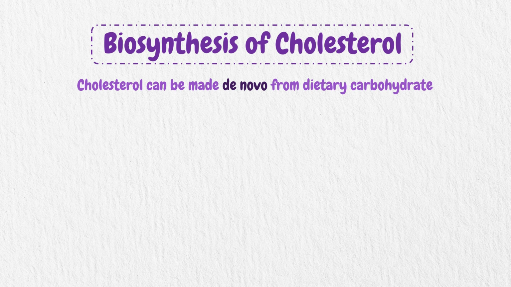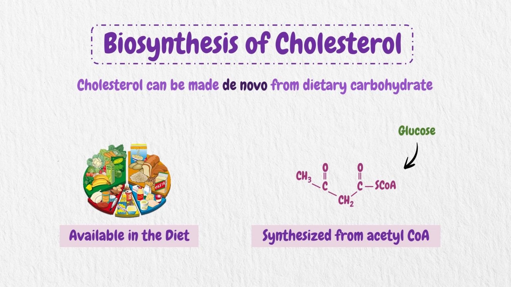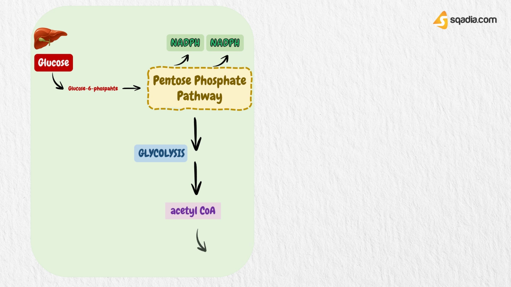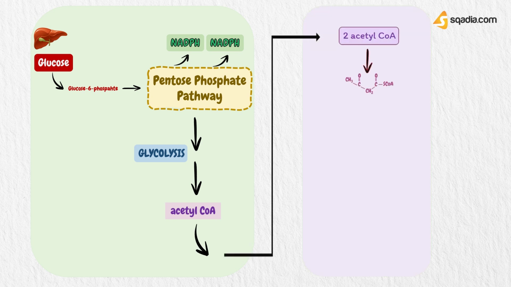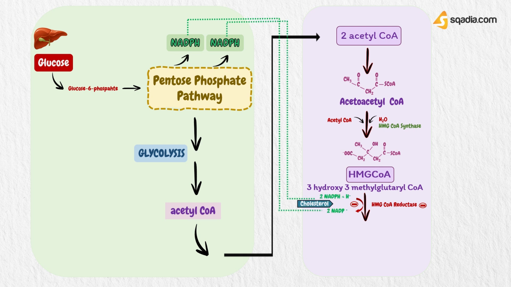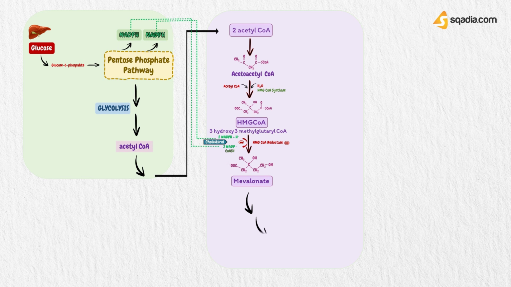start from there. Cholesterol is normally available in the diet, but it can also be synthesized from acetyl-CoA derived from glucose. Cholesterol is made in the liver from glucose via the pentose phosphate pathway, which generates NADPH, and glycolysis, which produces acetyl-CoA. Acetyl-CoA is then metabolized to 3-hydroxy-3-methyl-glutaryl-CoA, HMG-CoA, which is reduced by NADPH in the presence of HMG-CoA Reductase, the regulatory enzyme for cholesterol synthesis, to form mevalonate. Mevalonate is then metabolized via more than 24 intermediates to form cholesterol.